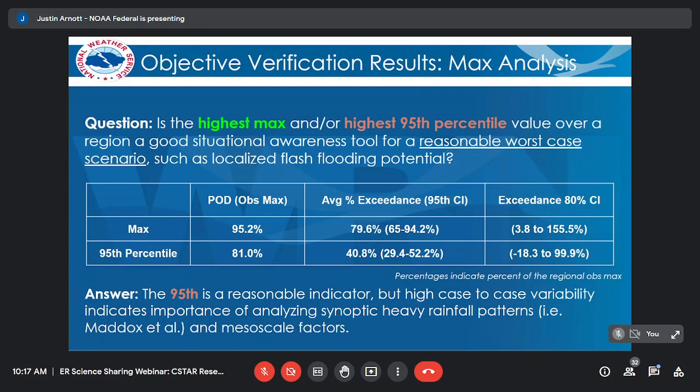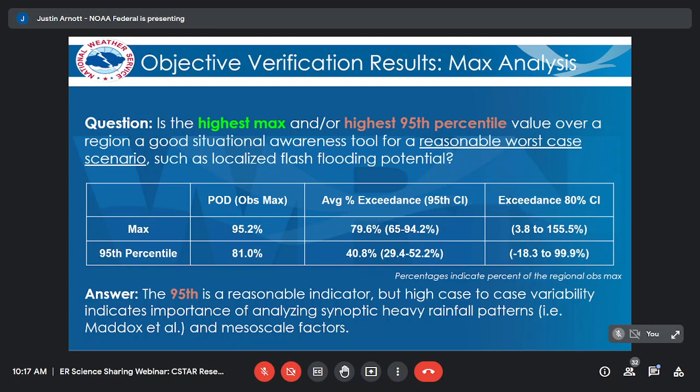So the middle column is the average exceedance, and how much did those two variables, the max and the 95th percentile, exceed the max in the domain. And so you can see the max exceeds the max in the domain by an average of almost 80%. So that's a pretty substantial overestimate. And then you can see this 95% confidence interval in terms of it always overdoes the max pretty much. Whereas the 95th percentile only overdoes it by about 40%. And you can see the confidence interval there.